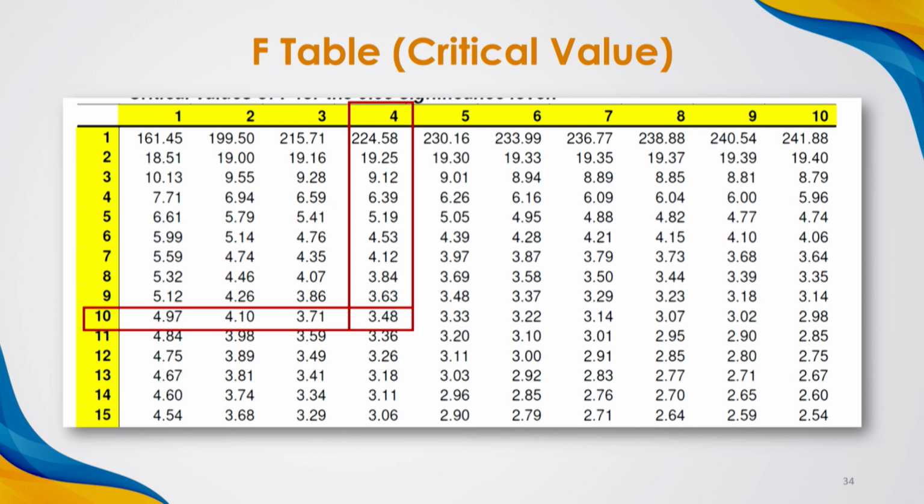For example, if the numerator degrees of freedom is 4 and the denominator degrees of freedom is 10, the intersecting point, 3.48, is our F critical value coming from the F table. Using this value, we decide whether our hypothesis is rejected or accepted.